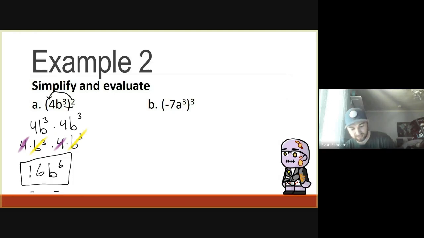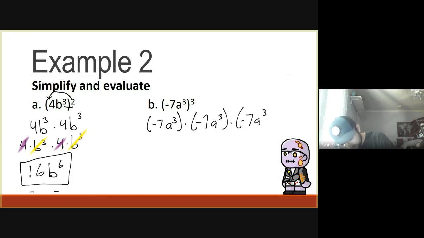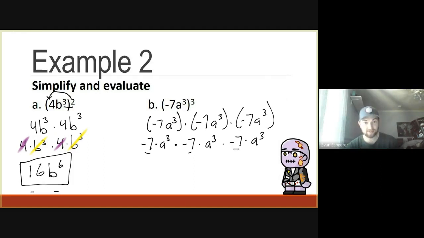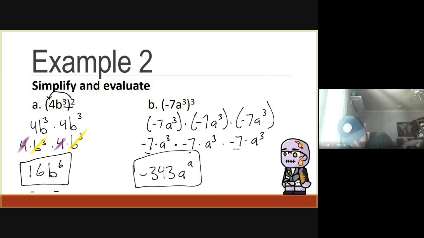This next one is going to be negative 7a cubed times negative 7a cubed times negative 7a cubed, right? Because there are 3 of them. So that's negative 7 times a cubed times negative 7 times a cubed times negative 7 times a cubed. Negative 7 times negative 7 times negative 7 is negative 343. A cubed times a cubed times a cubed, well, 3 plus 3 plus 3 is a to the 9th. And look here, 3 times 3 is 9, and negative 7 to the 3rd power is negative 343.